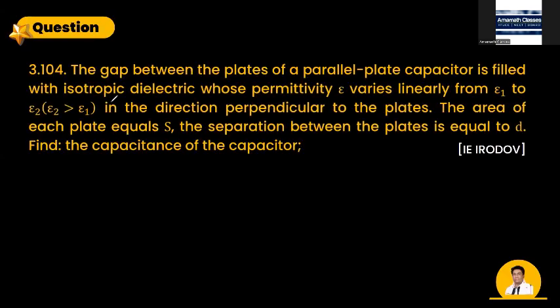Okay, in this question, the gap between the plates of a parallel plate capacitor is filled with isotropic dielectric whose permittivity epsilon varies linearly from E1 to E2 in the direction perpendicular to the plates. The area of each plate equals S. The separation between the plates is equal to D. Find the capacitance of the capacitor. Okay, let us discuss this. Say this one is one plate, and this one is the other plate of that capacitor.